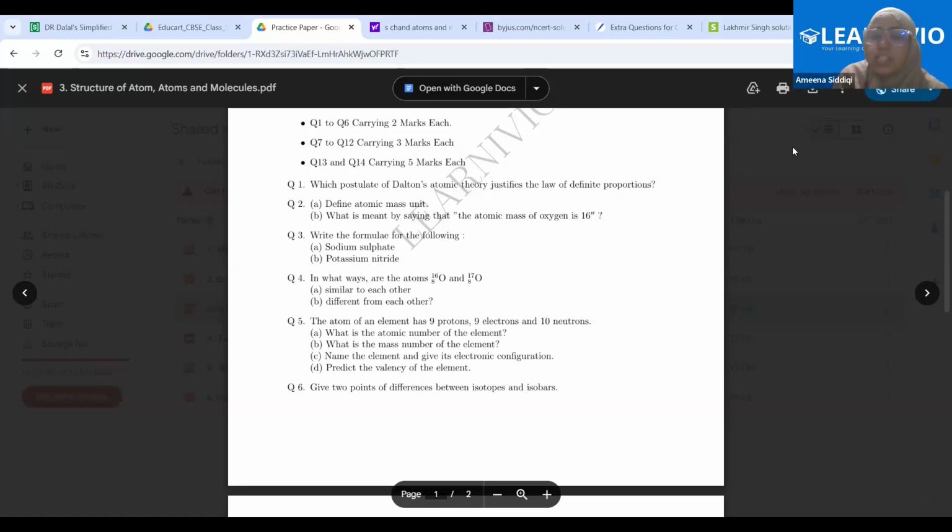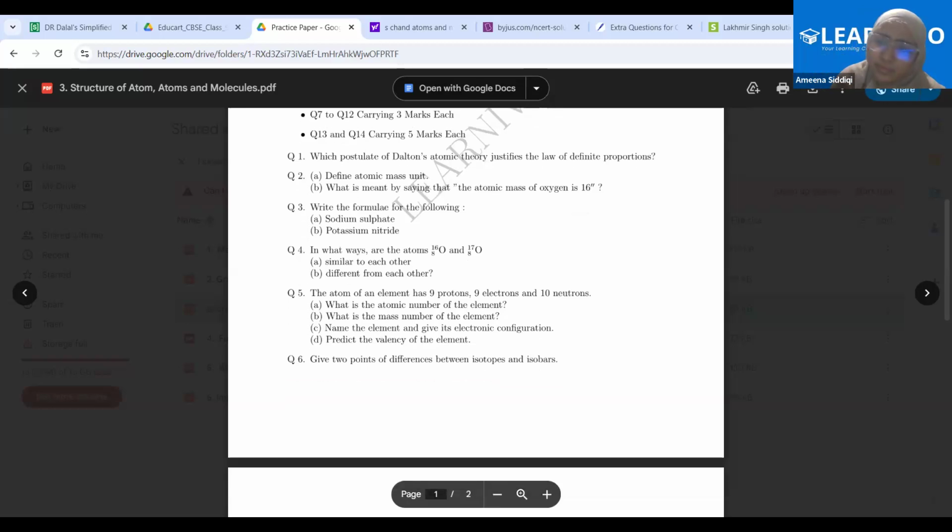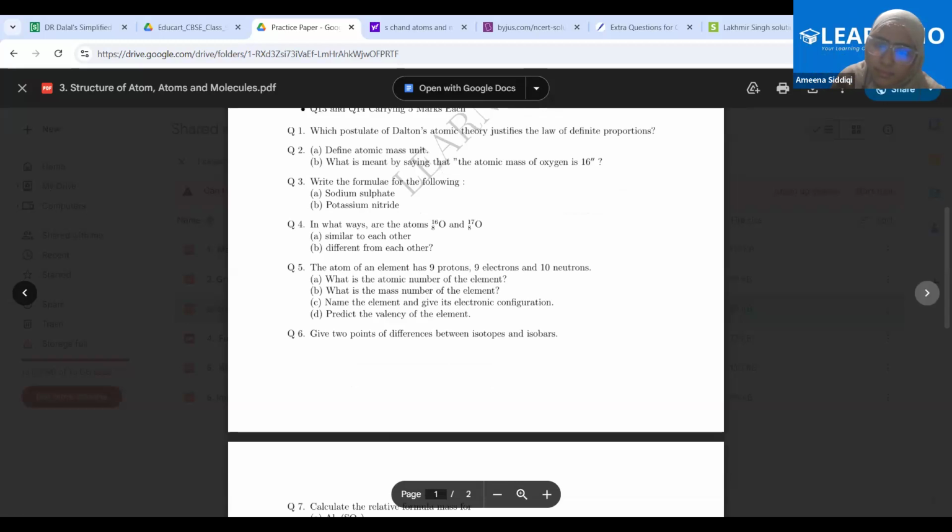I will explain. Now, what is meant by saying the atomic mass of oxygen is 16? Look here. Quickly, bachcho, answer quickly. What is meant by atomic mass of oxygen 16? Amar, you might have a problem in this. No worries, we will discuss this in your extra class. Thank you. The atomic mass of oxygen is 16. What do we mean by this?